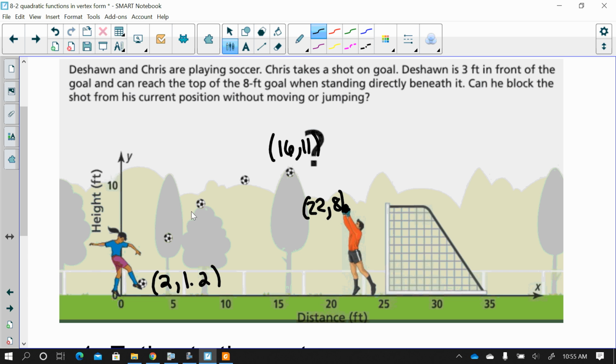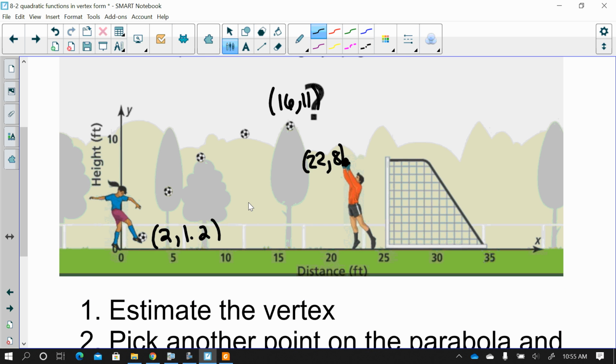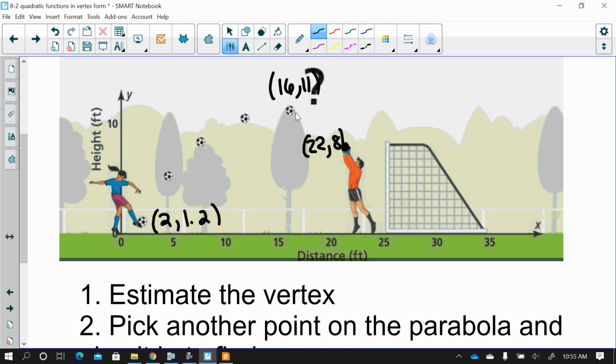Okay, so notice the soccer ball makes a parabola. We don't know exactly what it's going to look like. So, first thing we need to do is estimate some points. Okay, so I already went ahead and did this. I labeled a few points. Okay, the vertex is right here, and I'm estimating that to be the point 16, 11.